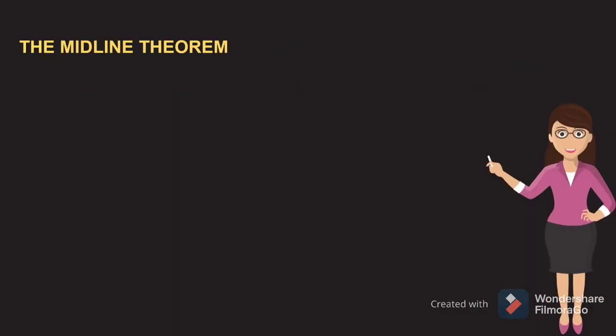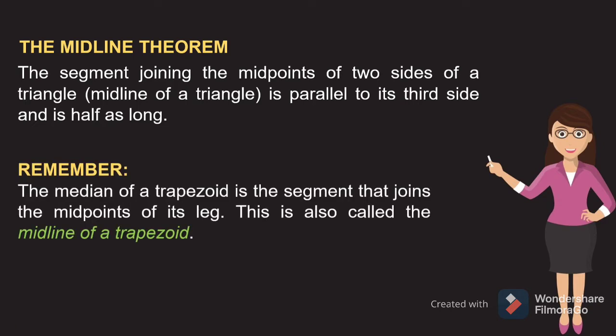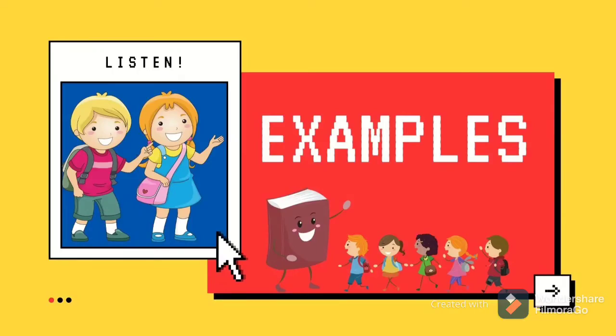The midline theorem. The segment joining the midpoints of two sides of a triangle, which is the midline of a triangle, is parallel to its third side and is half as long. Remember, the median of a trapezoid is the segment that joins the midpoints of its legs. This is also called the midline of a trapezoid. Let's proceed with the examples.